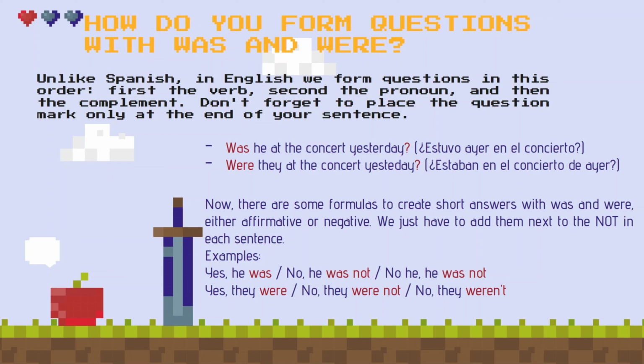Now, there are some formulas to create a short answer with was and were, either affirmative or negative. We also have to add the word not in each negative sentence. Example. Yes, he was. No, he was not. Next. Yes, they were. No, they were not. No, they weren't. Next.